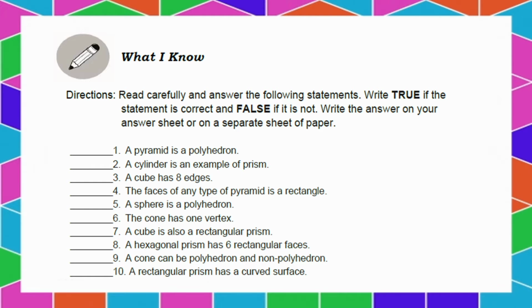Okay, are you done? So let us check your answers. For number 1, the answer is true. Number 2, false. Number 3, false. Number 4, false. Number 5, false. Number 6, true. Number 7, true. Number 8, true. Number 9, false. And number 10, false. Okay, count the number of the correct answers. If you got 8, 9, or 10, well, good job, because you passed this activity.